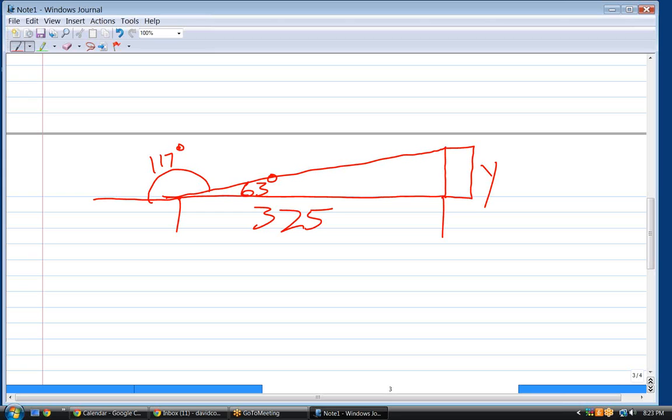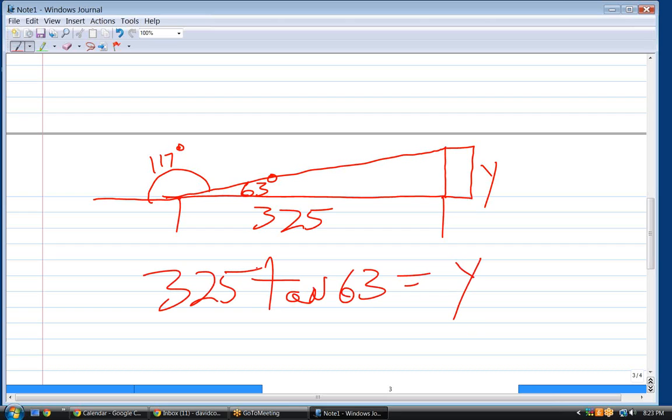Now the problem is easy, right? What equation can I write? So that would be tangent 63 equals y over 325. Y equals 325 times the tangent of 63.